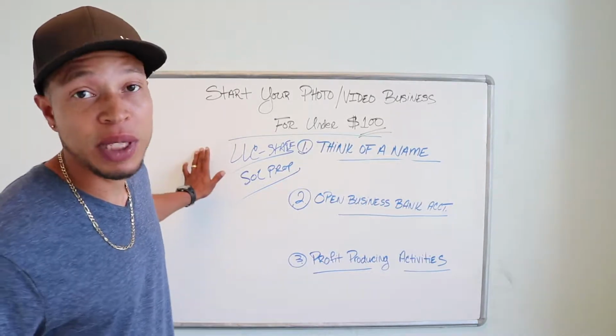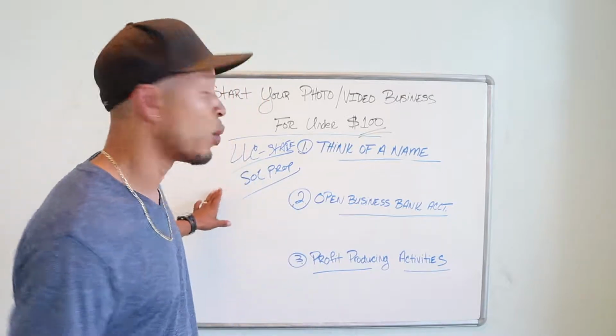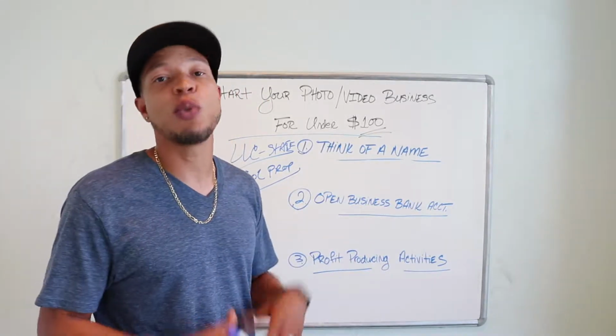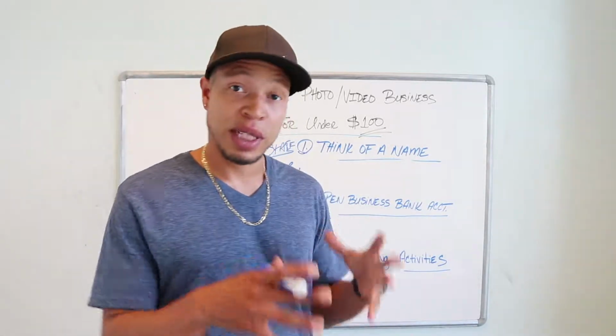So you want to come up with a name. If you're going to do an LLC, you want to check on the state's website. And if you're going to do a sole proprietorship, or either way, you want to just check and see if the name is available. Okay, so you got your name, right? You see that it's available.